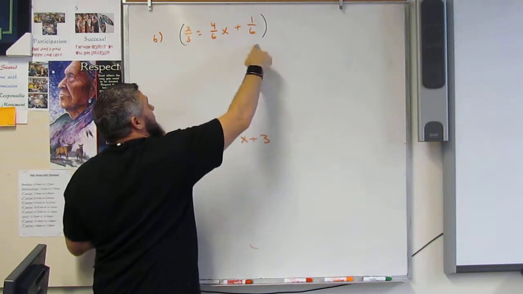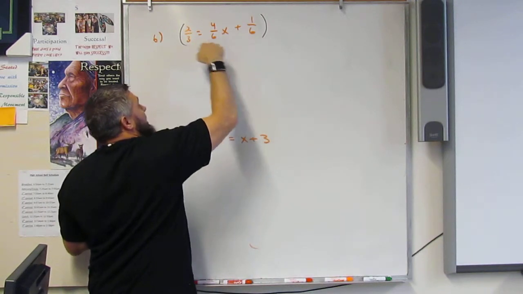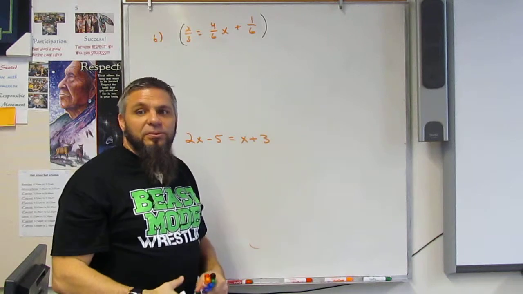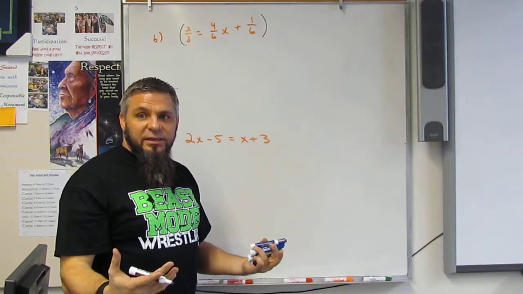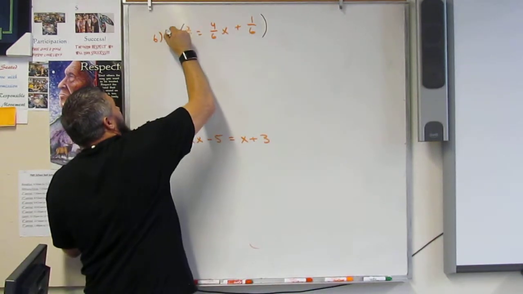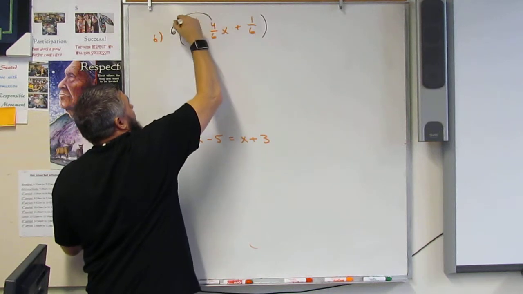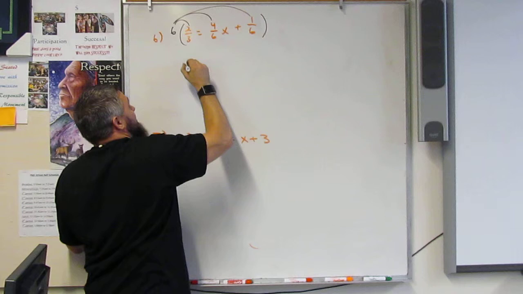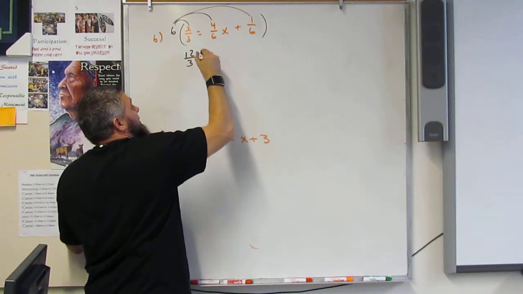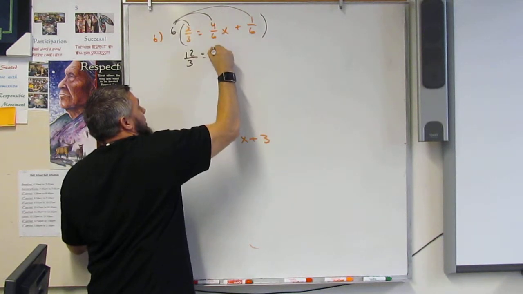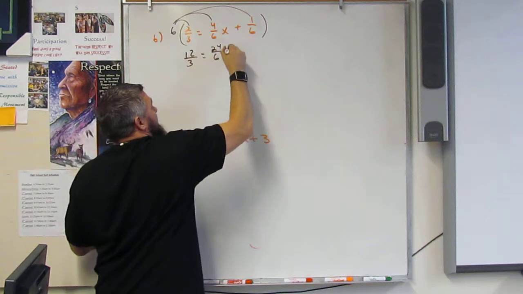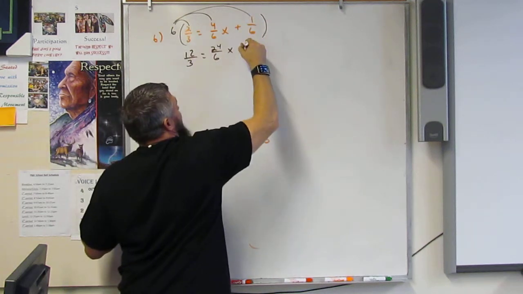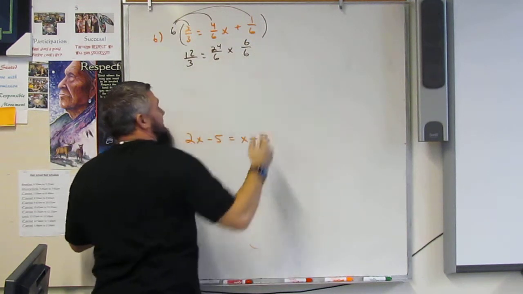So, we take whatever 6 and 3 go into. Well, 6 and 3 both go into 6, right? So, if I multiply everything by 6, then I'm going to be good here. So 6 times 2 is 12 over 3, equals 6 times 4, which is 24 over 6, and 6 times 1 is 6 over 6.